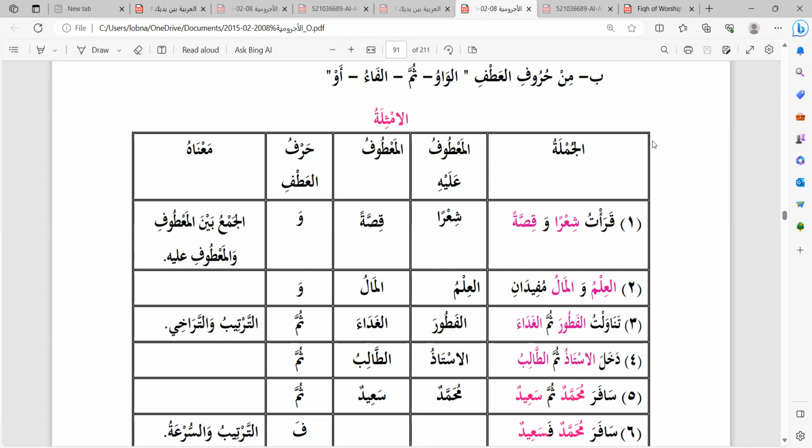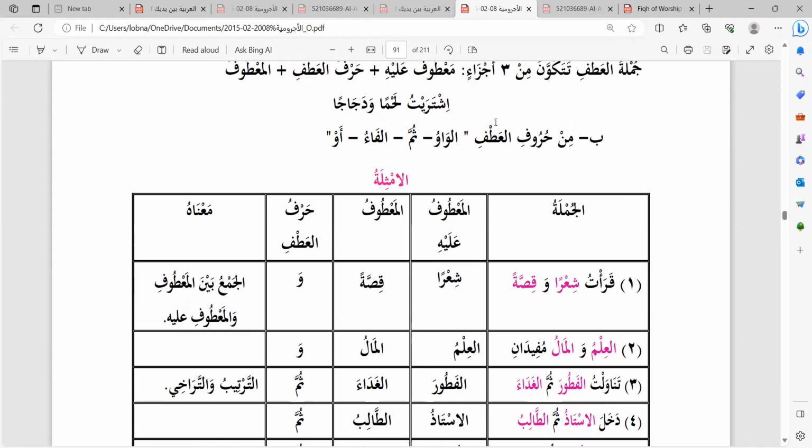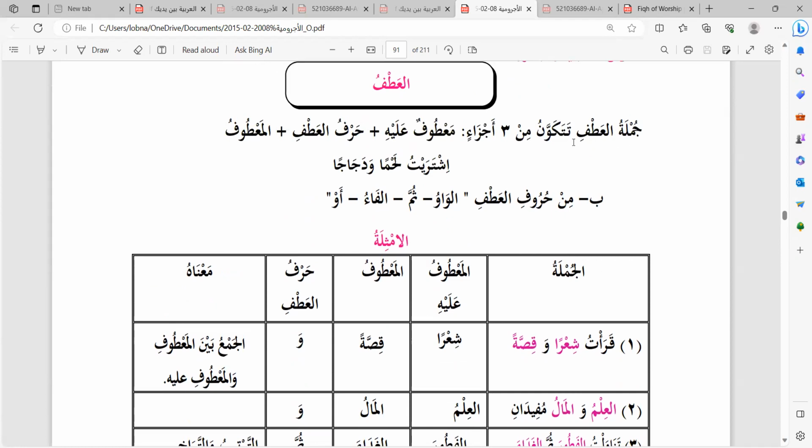طيب اليوم نأخذ العطف. جملة عطف تتكون من ثلاثة أجزاء: معطوف عليه، حرف عطف، معطوف. اشتريت لحما ودجاجا. So any sort of جملة عطف, it has معطوف عليه, then there's حرف عطف. So I'll explain what is حرف عطف. معطوف عليه أو معطوف.